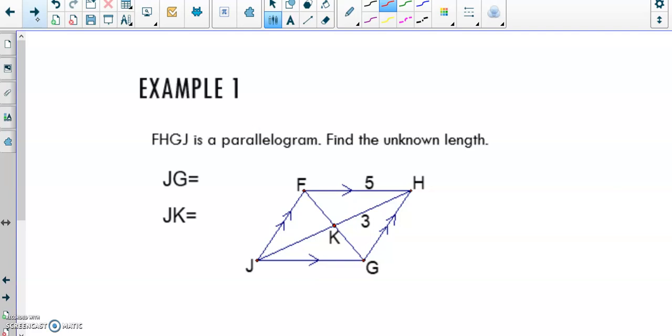Okay, because opposite sides in a parallelogram are congruent, JG has to be 5 because FH is 5. And because diagonals bisect each other, JK has to be 3 because KH is 3. And if they asked us for JH, JH would be equal to 6 because it's 3 plus 3.